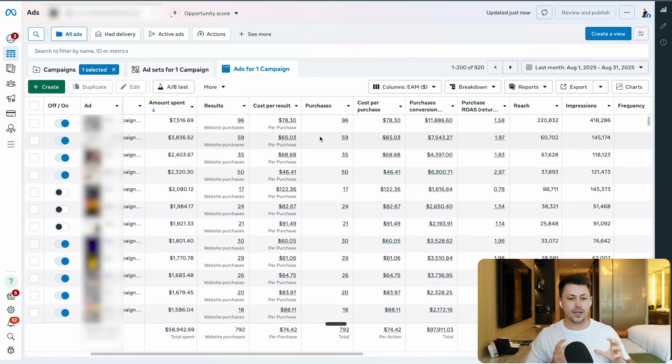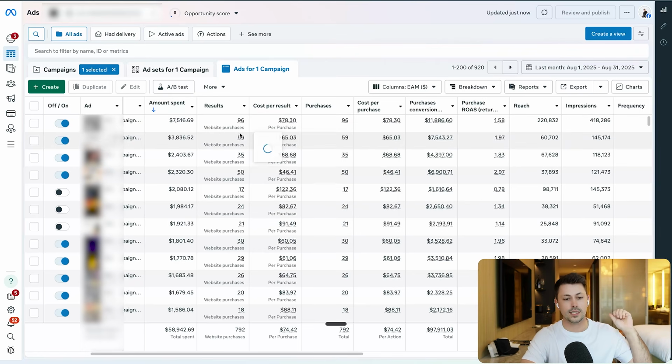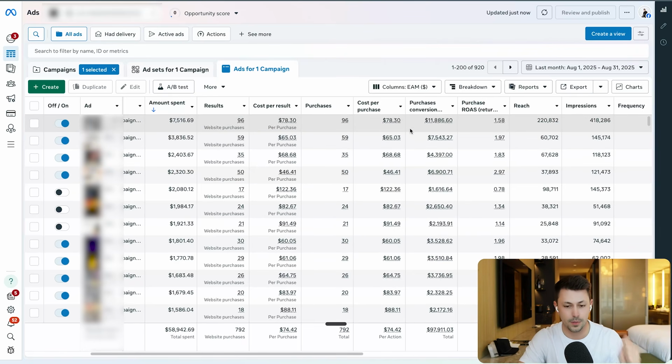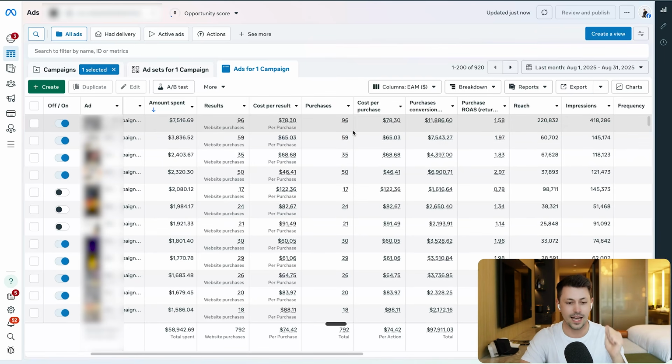Like I said, Meta wants you to scale, AKA it wants you to have volume. And so by breaking this down, you can see that essentially Meta is telling us that, hey, I'm going to spend the most amount of budget on this ad because I believe it will get us the highest volume of purchases at the lowest cost possible. Now, does it have the lowest cost in the account? Absolutely not. But what it does have is the highest volume.